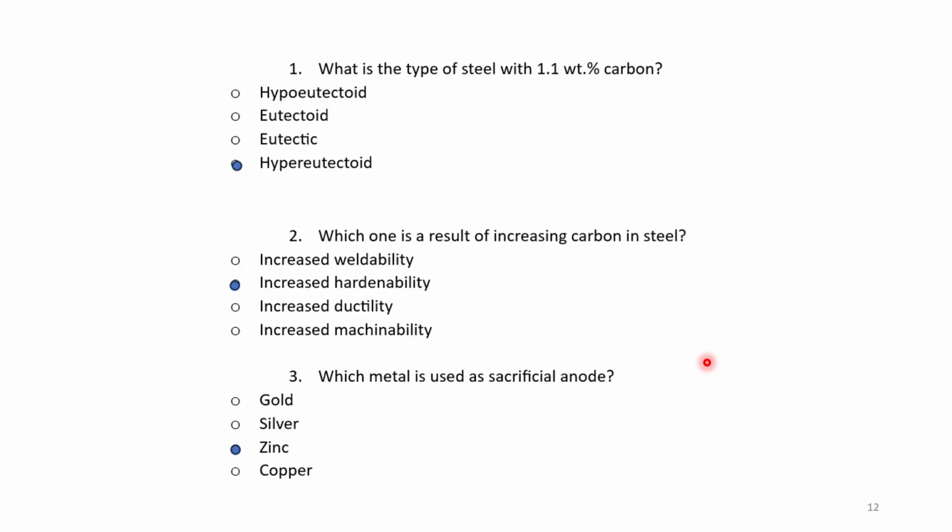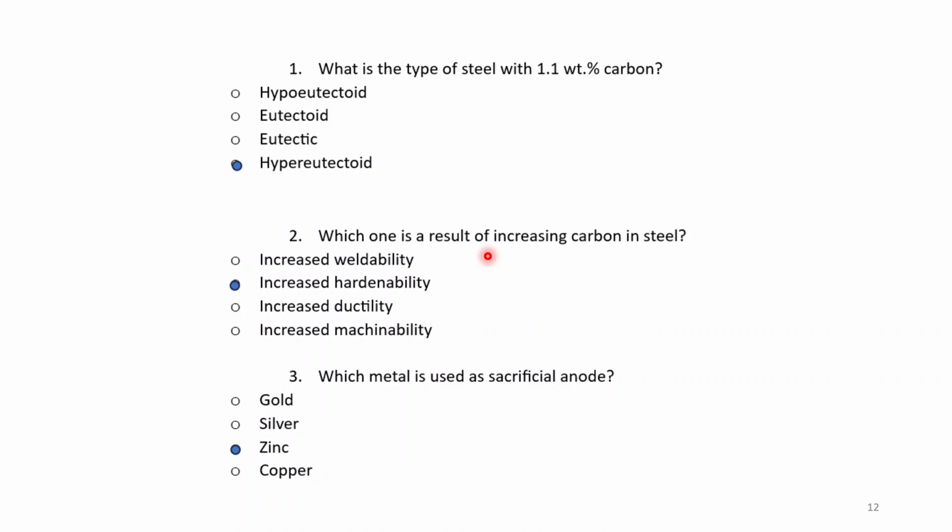Okay, so next question is, what is the type of steel with 1.1 weight percent carbon? So out of these options, as I told earlier, steel won't be eutectic type. So this can either be eutectoid or hypereutectoid, and out of those, if it's more than 0.8%, then it will be hypereutectoid.